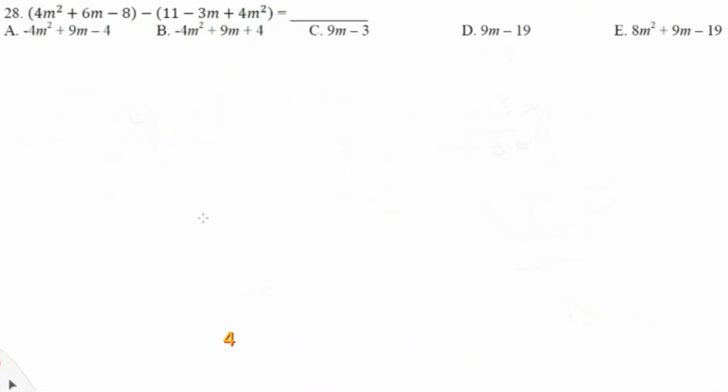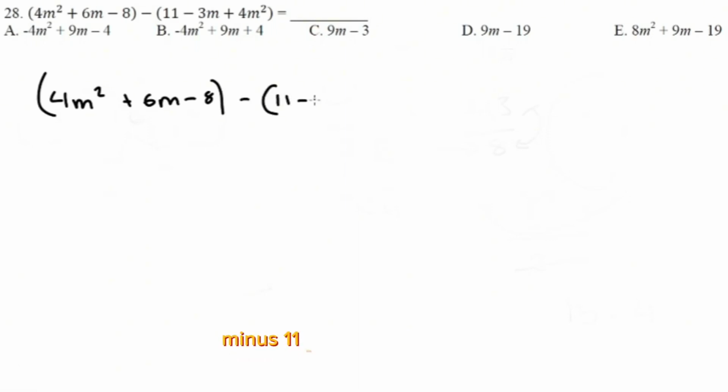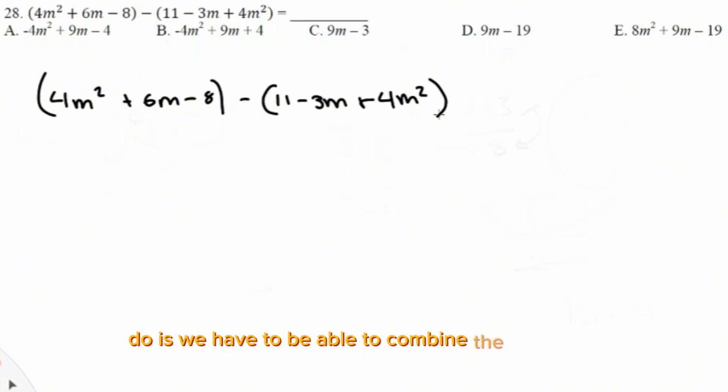Next, 4m squared plus 6m minus 8 minus 11 minus 3m plus 4m squared. Alright, so you have 4m squared plus 6m minus 8 minus 11 minus 3m plus 4m squared. Alright, so all we have to do is combine the like terms.